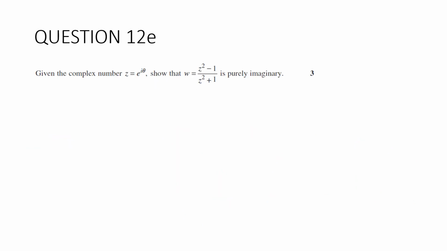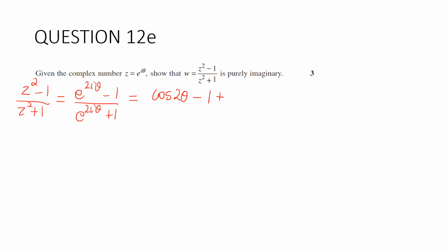Well done. 12e. Given the complex number z equals e to the i theta, show that w is purely imaginary. So z squared take 1 on z squared plus 1 is equal to e to the 2i theta take 1 on e to the 2i theta plus 1. Now I'm going to change this form. Instead of working in exponential form, I'm going to work in cis form. So this is cos 2 theta plus i sine 2 theta, but I'll bring this minus 1 over, plus i sine 2 theta divided by cos 2 theta plus 1 plus i sine 2 theta.